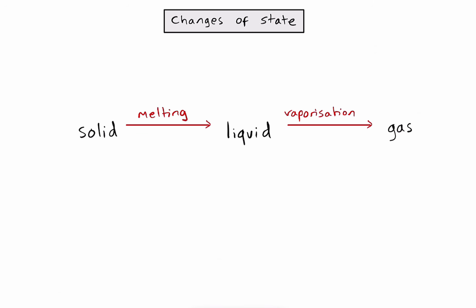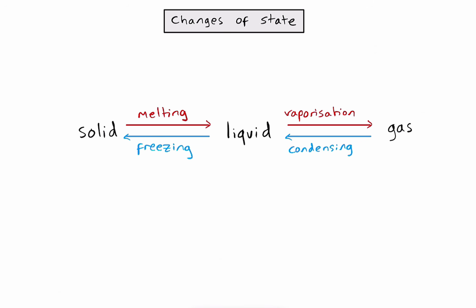If I go back the other way from a gas to a liquid, we would be talking about the process of condensing or condensation. And if I continue to cool my liquid, we would eventually turn back into, for example, ice. If we're talking about water, that process would be freezing.